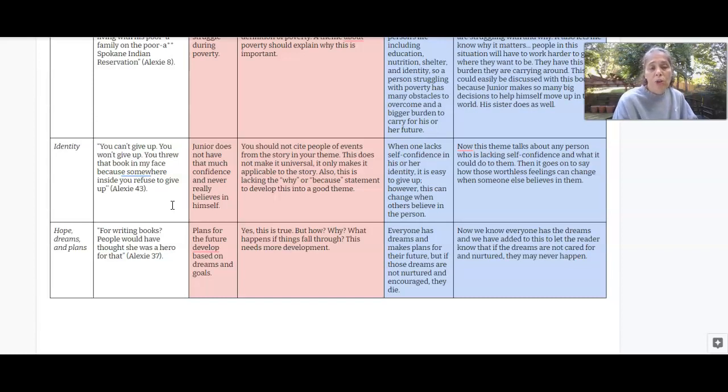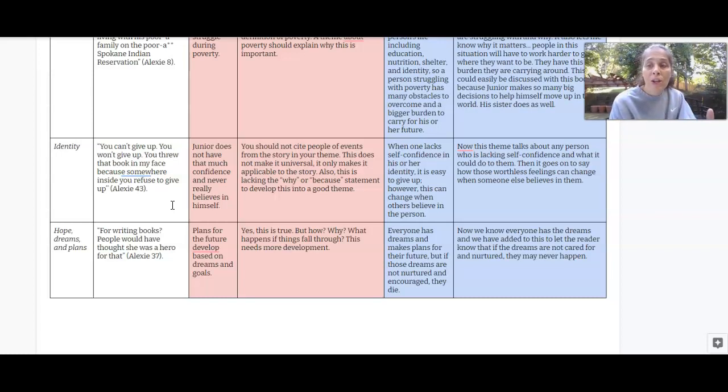The theme the person chose was, plans for the future develop based on dreams and goals. That's usually what plans develop from, right? We need to talk about why, how, what happens if things fall through. This needs to have a lot more development to it. So how about, everyone has dreams and makes plans for their future, but if those dreams are not nurtured and encouraged, they die. Oh, now I can tie this back to the sister, right?